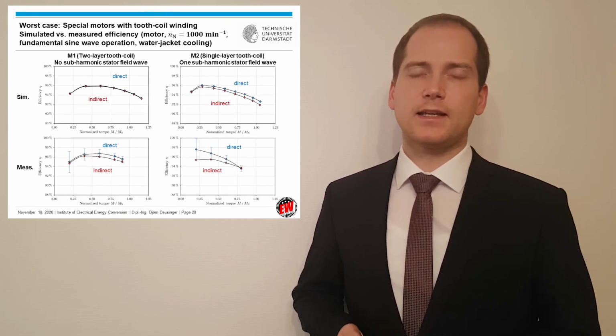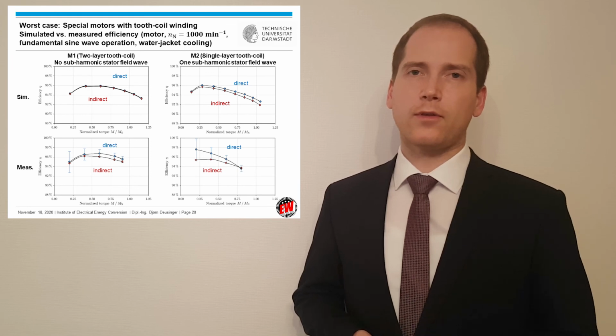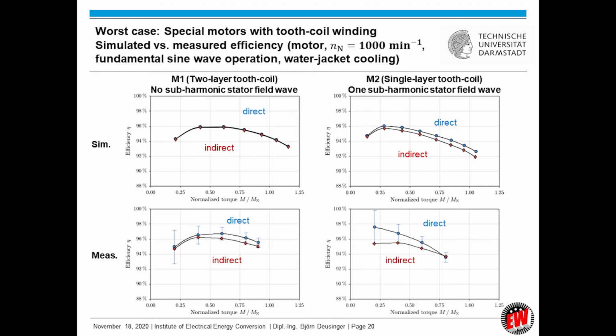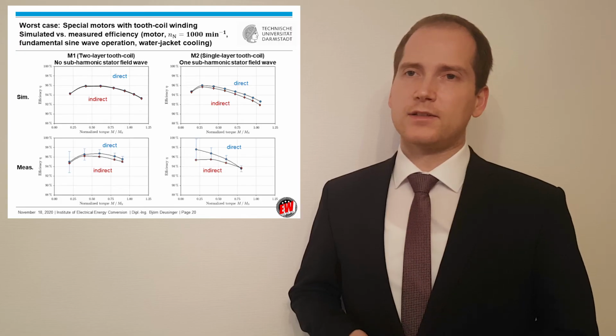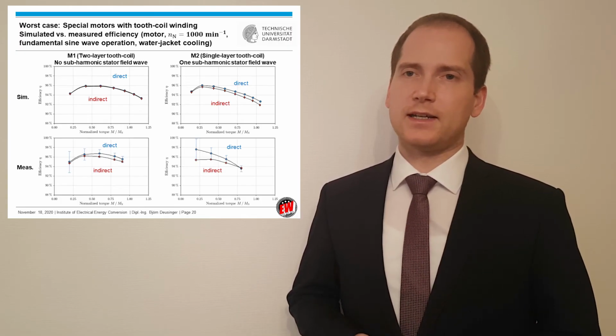At last, here's the comparison for both tooth coil winding machines. For test machine 1, a rather good accordance during simulation and an acceptable accordance during measurement, the lower side, is achieved. Test machine 2 with the subharmonic stator field wave on the right hand side shows a bigger deviation, so we see up to 1 percentage point deviation at rated operation. And also the deviations at measurement are higher.